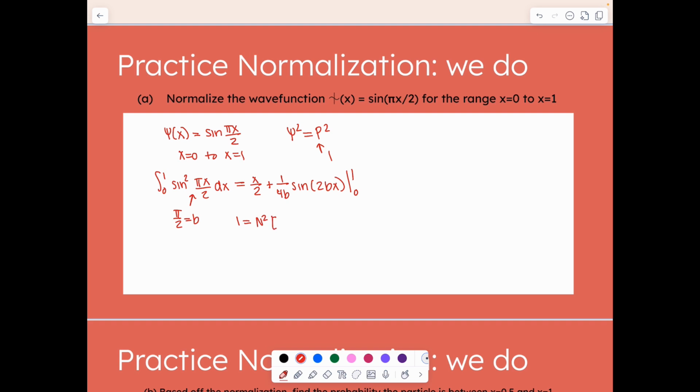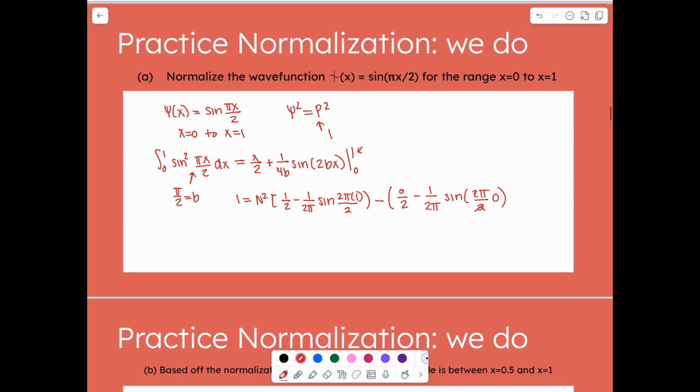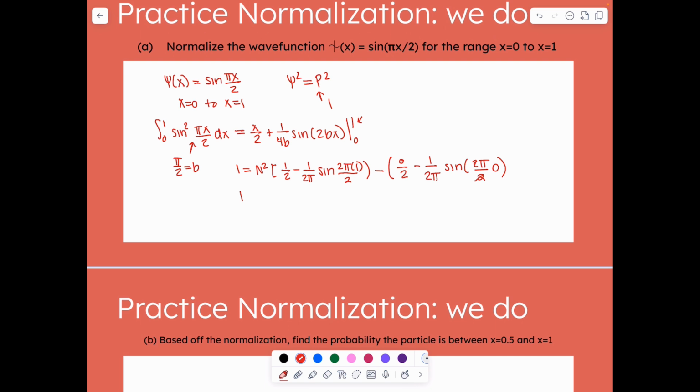And now we're just plugging in. So we're plugging in x is equal to 1 for this first part: 1 over 2 minus 1 over 2 pi sine of 2 pi times 1 over 2. Now we're plugging in x equals 0: 0 over 2 minus 1 over 2 pi sine 2 pi over 2 times 0. So you can plug that. There we go. Okay, so now we're just simplifying it further before we put in our calculator.